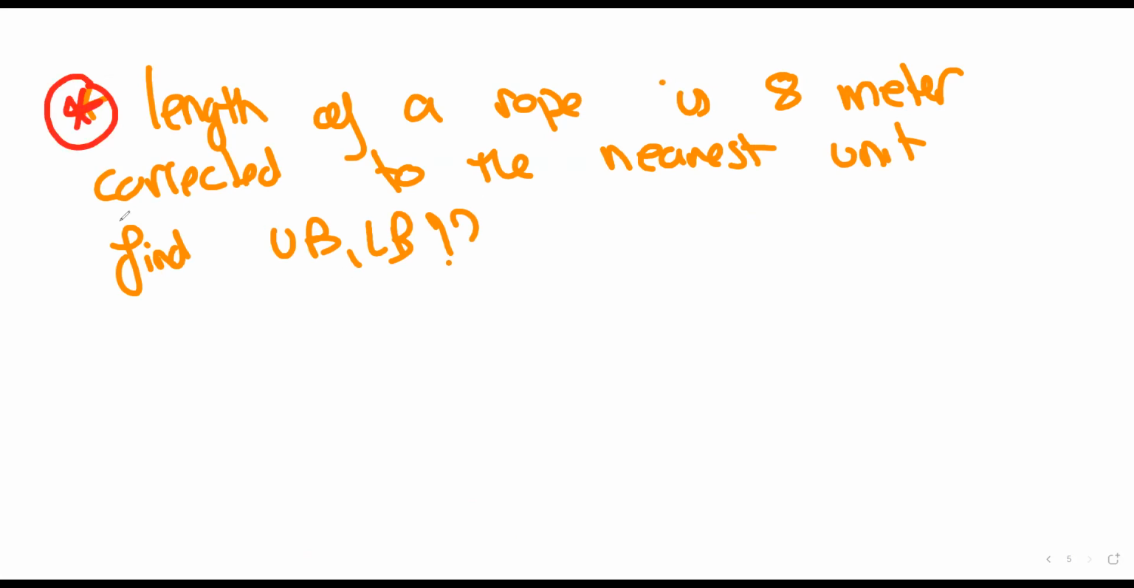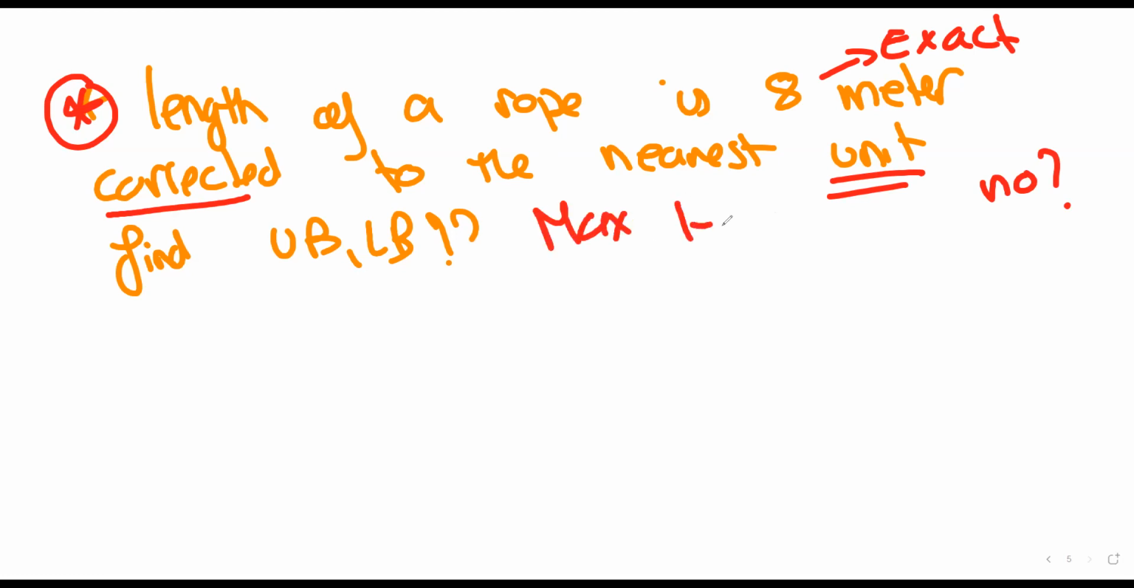The length of the rope is 8 meters corrected to the nearest unit. What does that mean? It means that the length of the rope is not exactly 8 meters. It's a number that, when rounded, will give 8. The meaning of the question is that the 8 is an approximate number. The rope looks like 8 meters, but it could be less or it could be more. What is the maximum length the rope could be, which is the upper bound? What is the minimum length the rope could be, which is the lower bound?